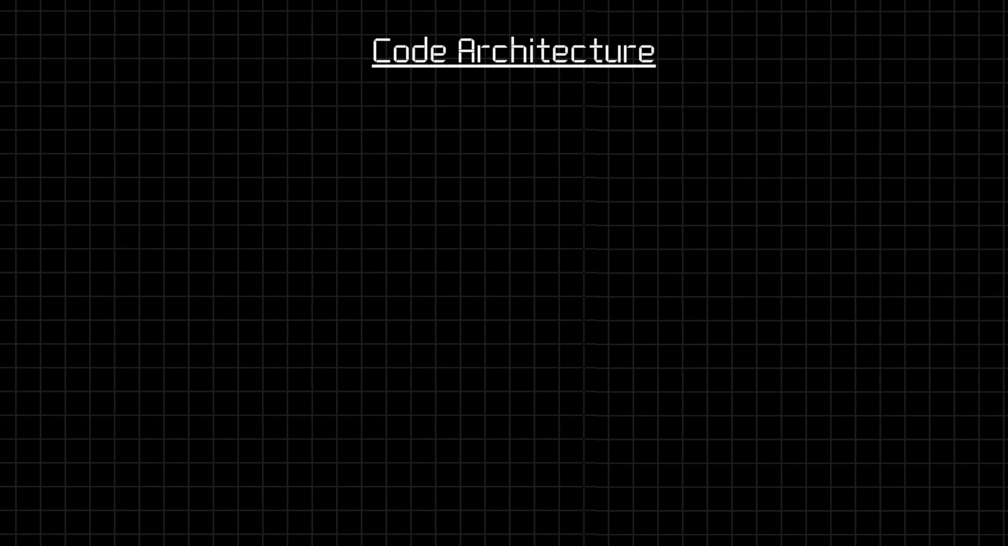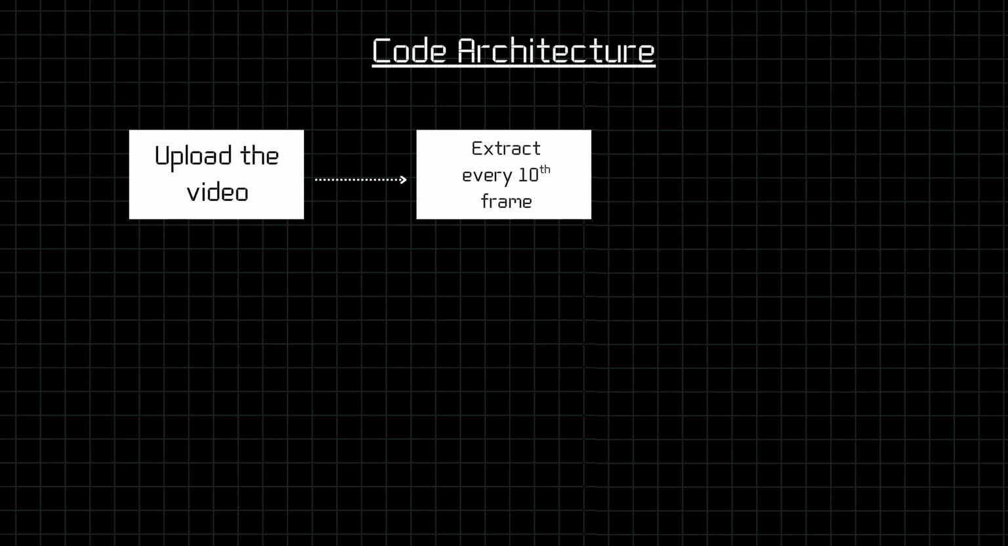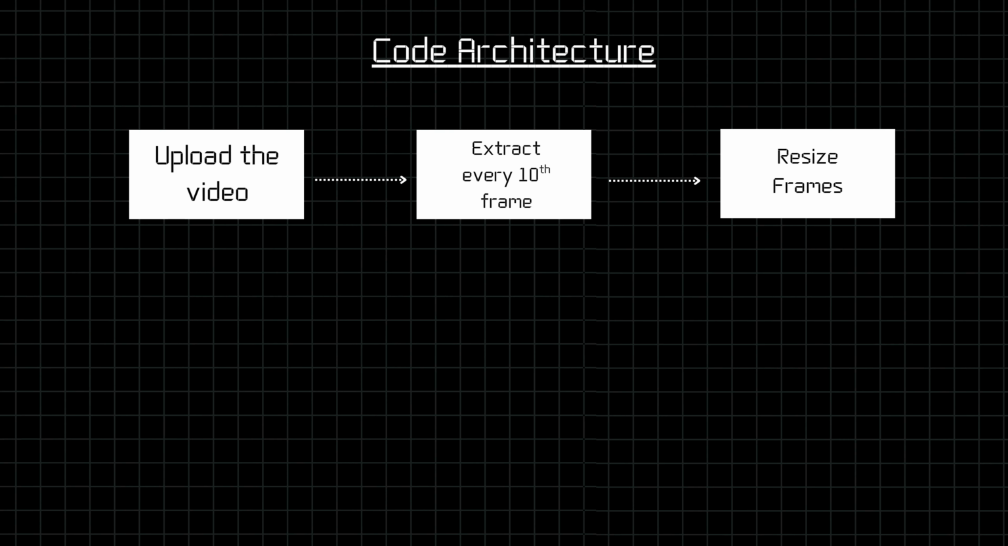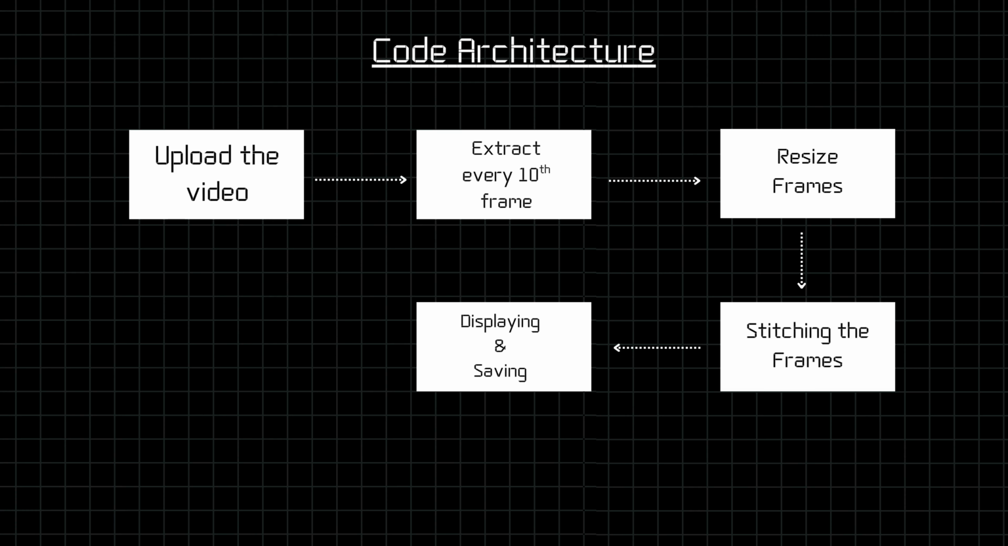We will divide our entire process into 6 key steps. First, we will upload the video. After that, we will extract every 10th frame. Then, we will resize the frames for faster processing. The fourth step would be stitching the frames using OpenCV Stitcher. And the very last one will be displaying and saving the final panorama. We are done planning our steps, so now let's get into the implementation.